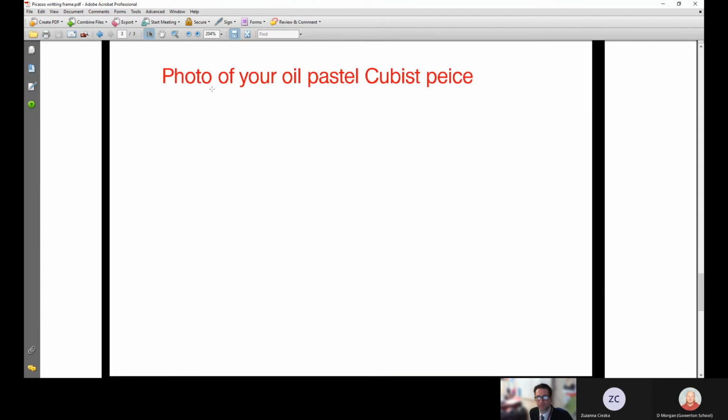I've given some of you now photographs of your oil pastel cubist piece. If you've got that, now you need to stick that in your book and write next to it what makes it a cubist piece, why it's got similarities to Picasso's cubist work, and also how did you use the oil pastel? And what methods did you have to use to blend the colours together? And you can also talk about whether you enjoyed the experience, or what you found difficult about it, or what you found easy about it.